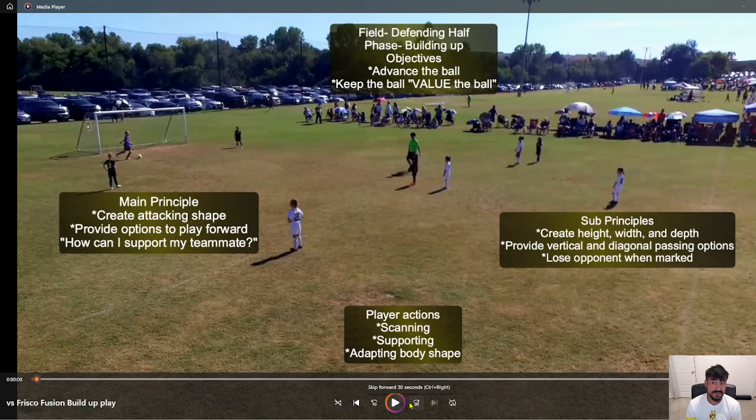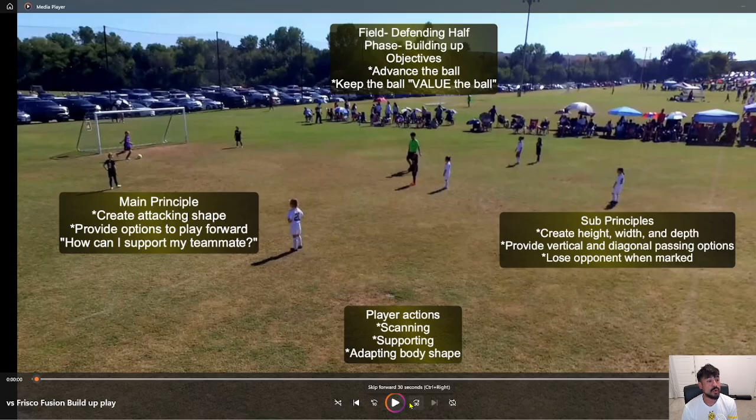So, the field is the defending half. The phase of play is building up from the back, okay? The objectives are advance the ball, keep the ball, which in our language is valuing the ball. Okay, we're going to go to our main principle, which is creating attacking shape, provide options to play forward. That's what I ask you at practice.